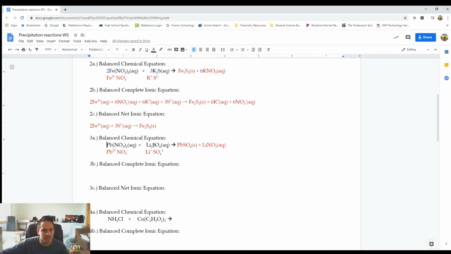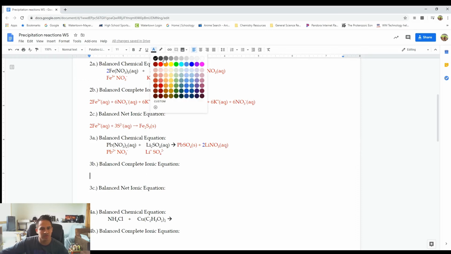So it looks like the leads, we have 1 and 1. Those are balanced. Nitrate, we have 2 on the reactant side. We only have 1 on the product side. So we're going to need to put a 2 in front of this compound. So that'll give us 2 nitrates. That now gives us 2 lithiums. But we have 2 lithiums on the reactant side, so that balances out. And then we have 1 SO4 here, and we have 1 SO4 there. So there's our balanced reaction.